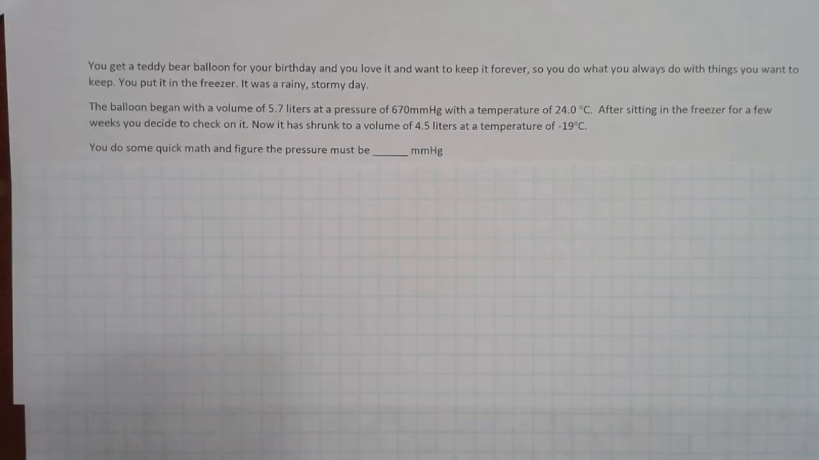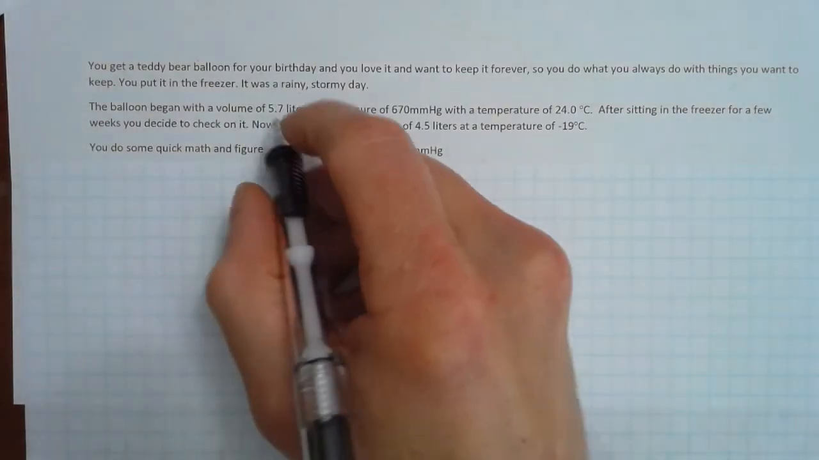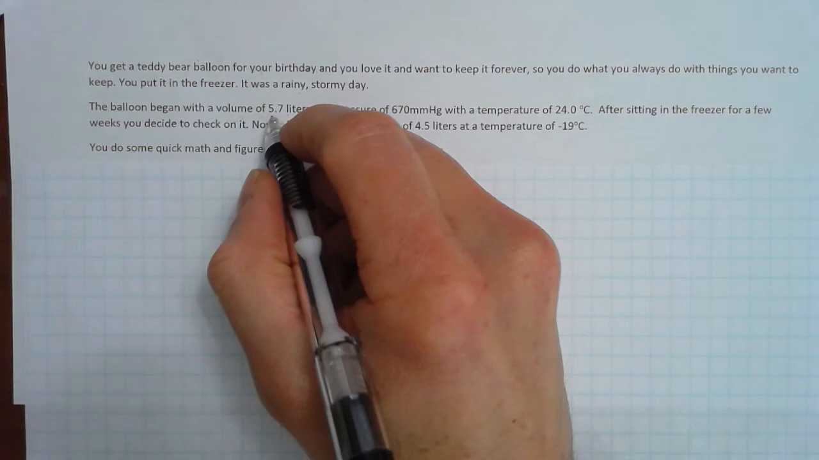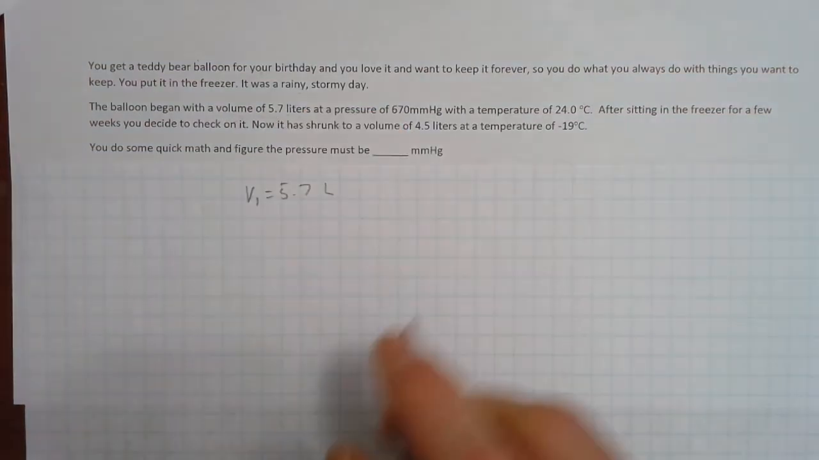And it's a rainy, stormy day. That usually is associated with low pressure. And the atmospheric pressure normally is like 760 millimeters of mercury, and on this day it was 670. So that is pretty low. Anyways, the balloon begins with a volume of 5.7 liters. That's volume 1, 5.7 liters.